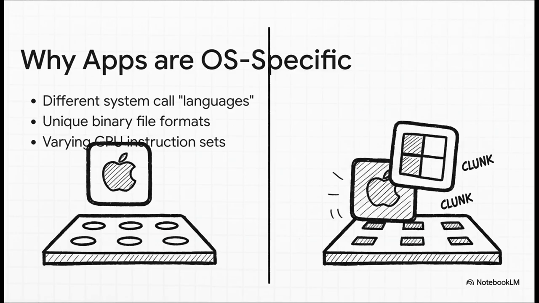Each operating system has its own unique set of system calls, its own special vocabulary of requests and permits. A Mac app is coded to ask for services from Mac OS, while a Windows app is built to use the Windows system. When you throw in different file formats and even different instructions for the computer's processor, you can see why they're so specific. They're like puzzle pieces that are only designed to fit in one particular puzzle.